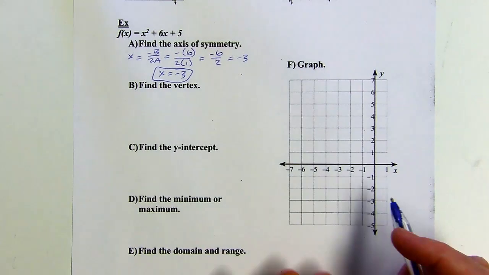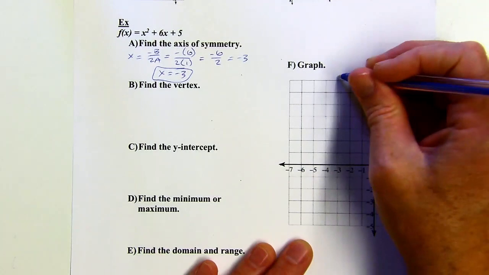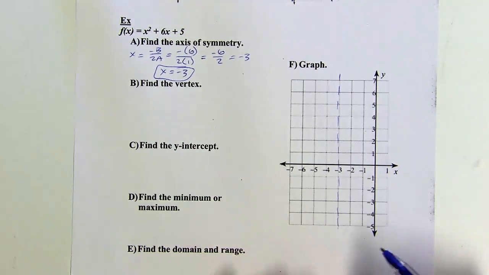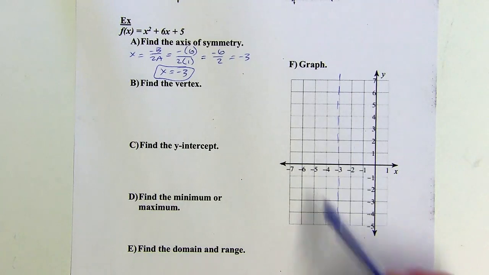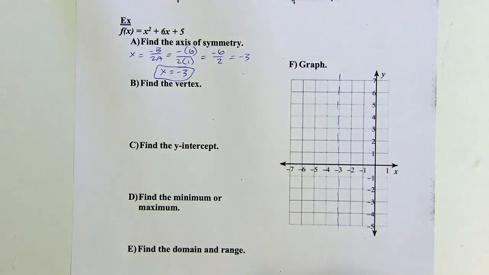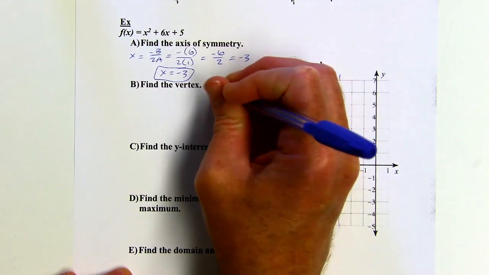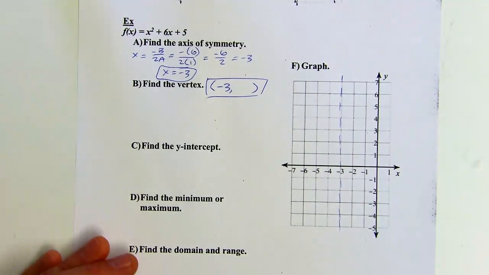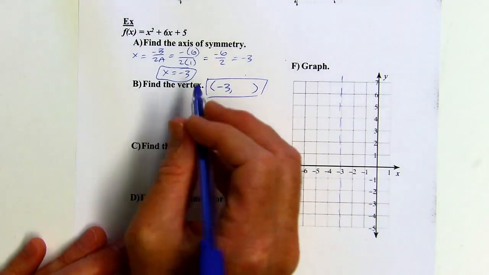And I'm going to put these things into the graph as I go, okay? So x equals negative 3 is a vertical line right there. Okay, that's really helpful. That's the middle of my parabola. Also, I know the vertex is going to be somewhere on that line. So that means I know the x coordinate of the vertex already. I just need to find the y that goes with an x of negative 3.